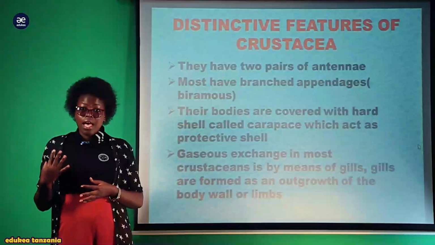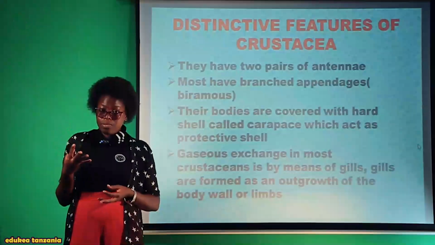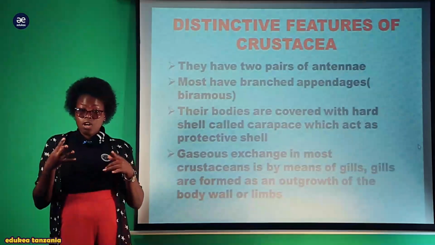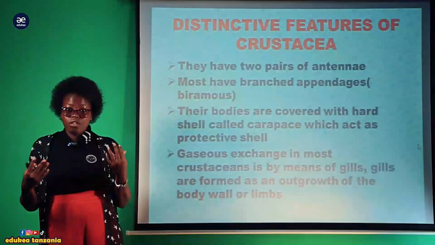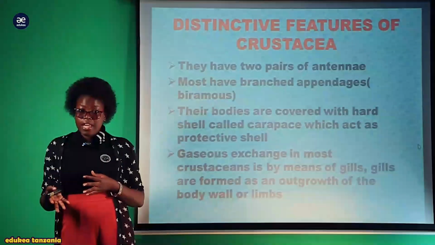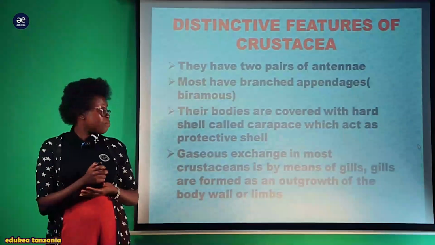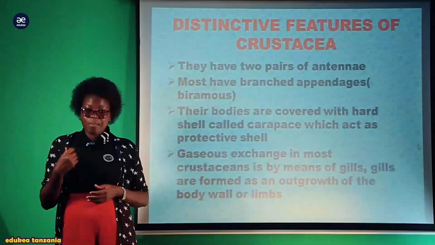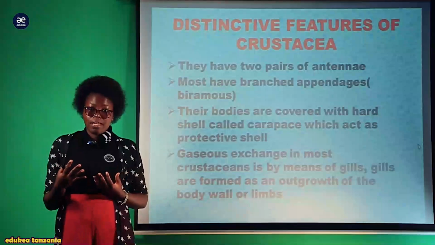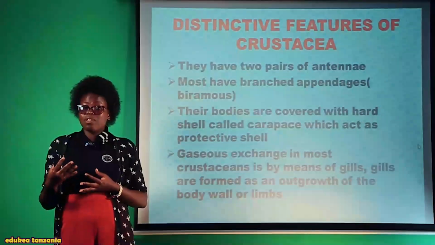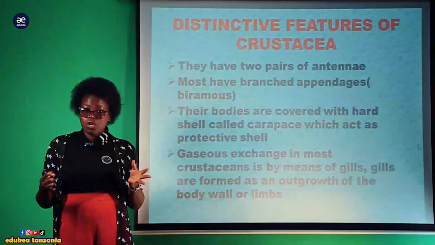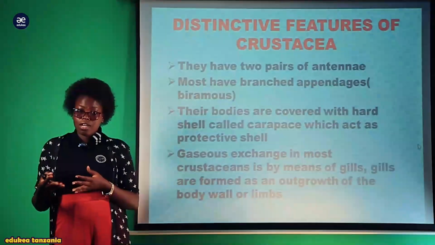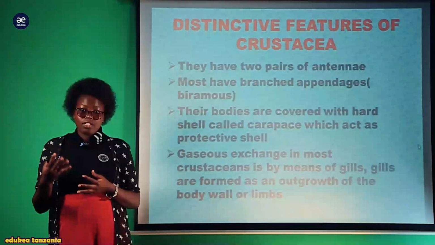In these pairs of antennae, some are used for locomotion and sensation, and some are modified for defensive purposes. Also, most have branched appendages, which are called biramous. The branched appendages in crabs are called biramous. These branched appendages are modified to perform different locomotory and other activities which enable the members of the class Crustacea to survive in their habitat.